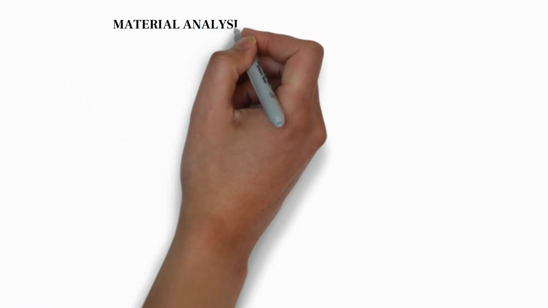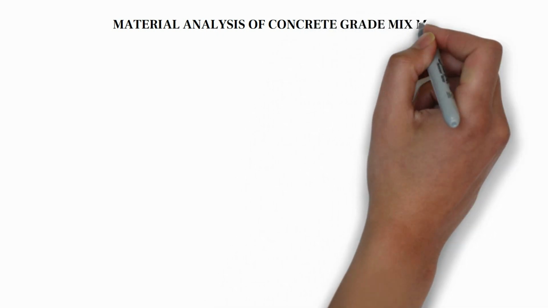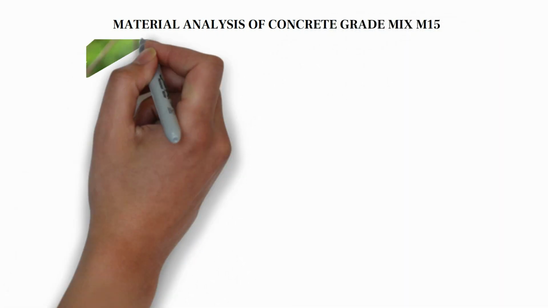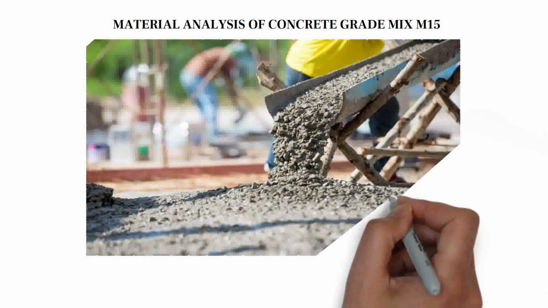In this video, we'll be exploring material analysis of concrete M15, which comprises a mix ratio of 1:2:4, that is 1 part of cement, 2 parts of sand, and 4 parts of aggregate.